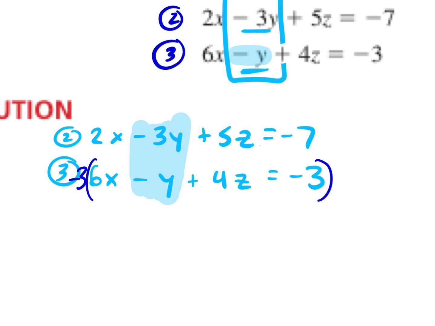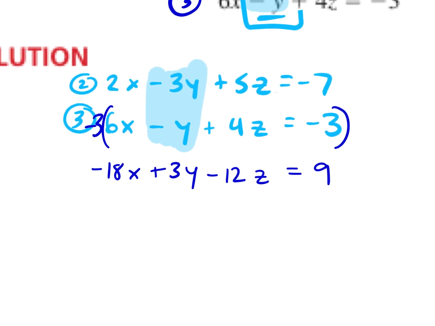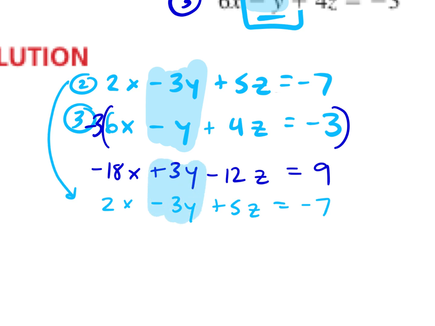So my new second equation is going to be negative 18x plus 3y minus 12z is equal to positive 9. I'm going to rewrite the top equation right below it just to make it easier for us to add. Now, will my y's eliminate? Yes, perfect. That was my goal, to get my y's to eliminate. So now let's combine all of our like terms together. I'm going to add the x's, add the z's, and add our constants.